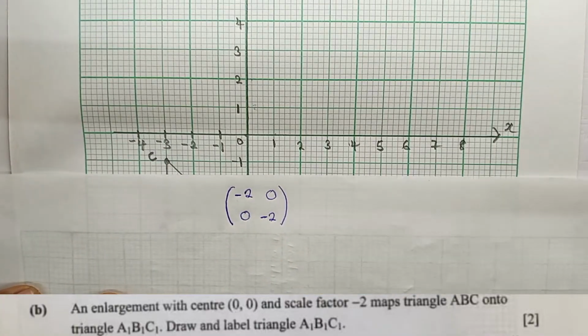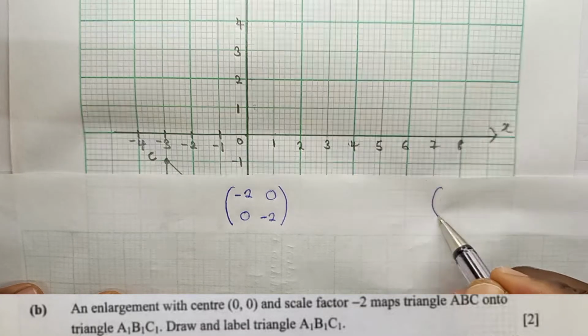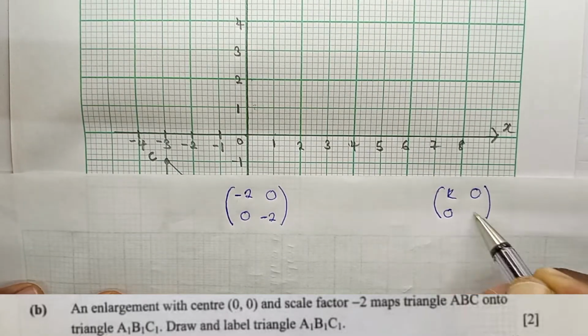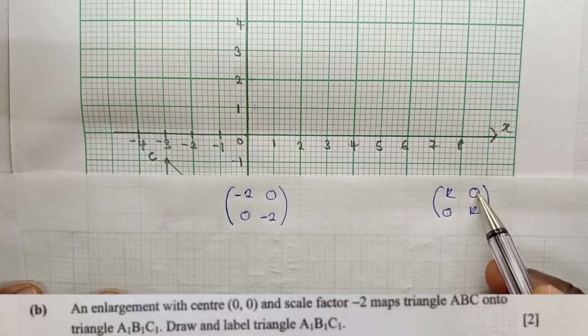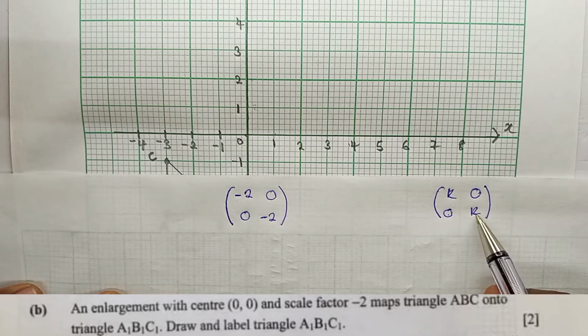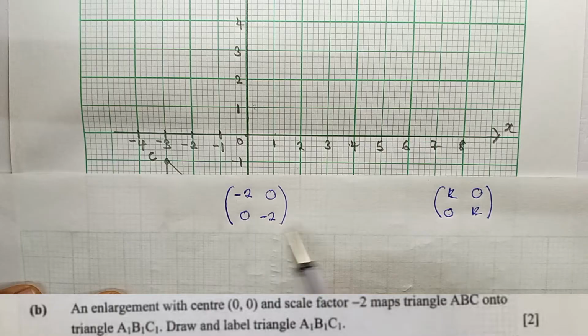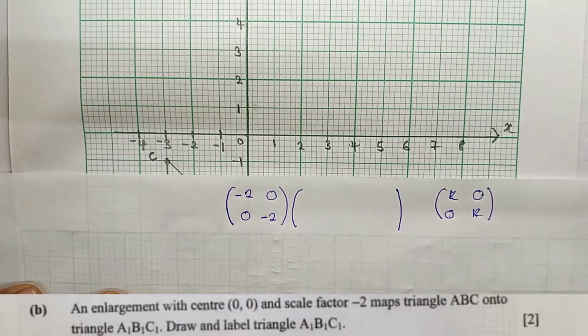So this is how it will look like. This is the matrix for enlargement. The formula for the matrix for enlargement looks like this: k, 0, 0, k. So you only need to have zeros here, and the scale factor must be here. The one which is here is the one which must be here. The next thing, after doing that, you do this.